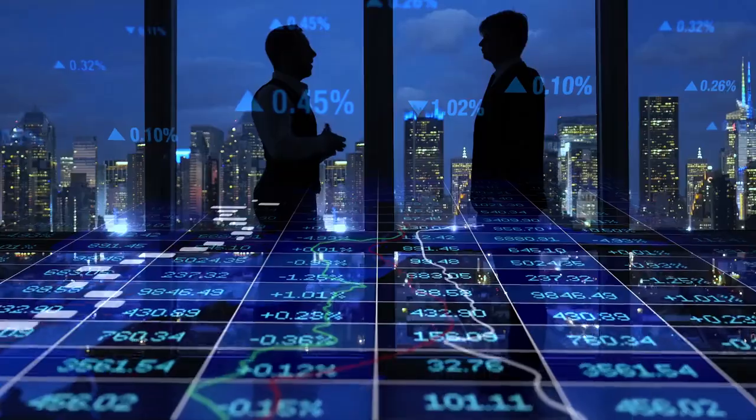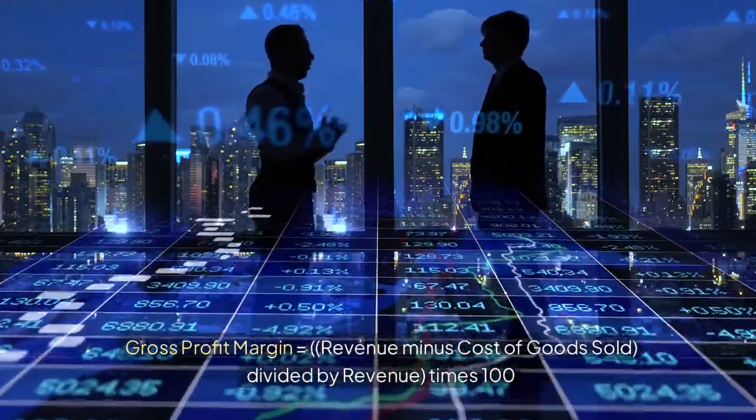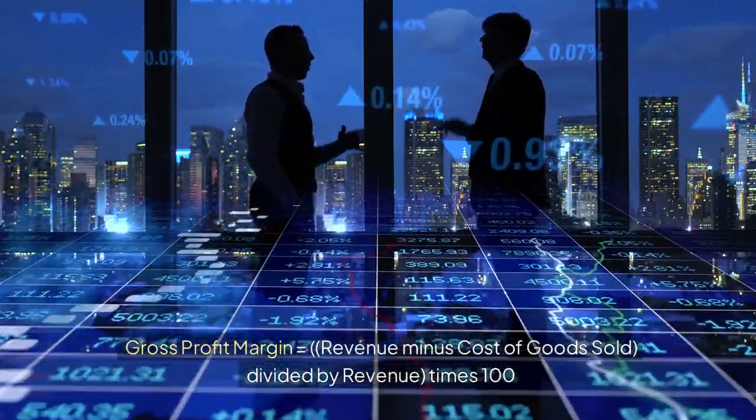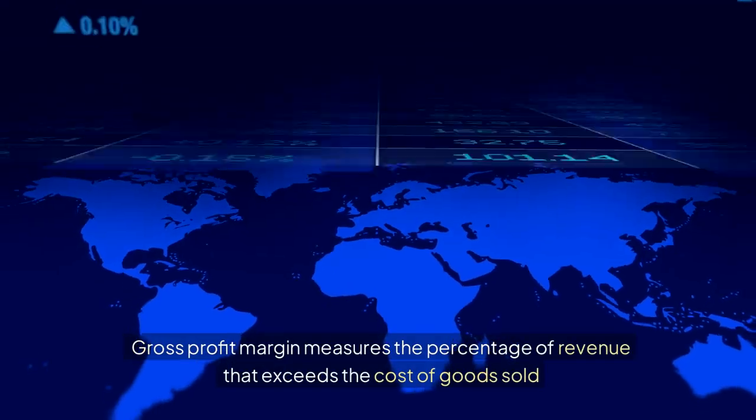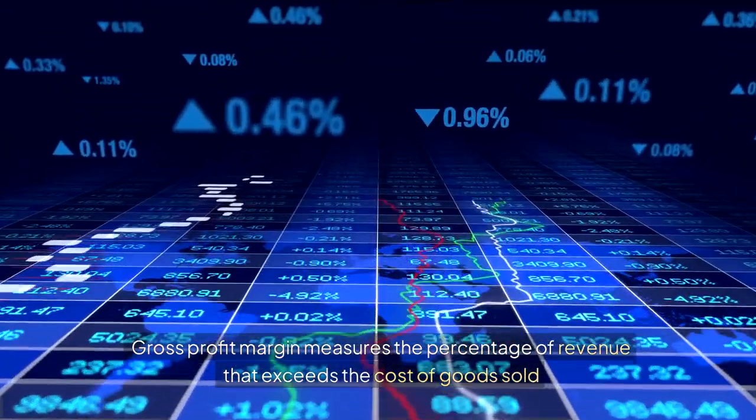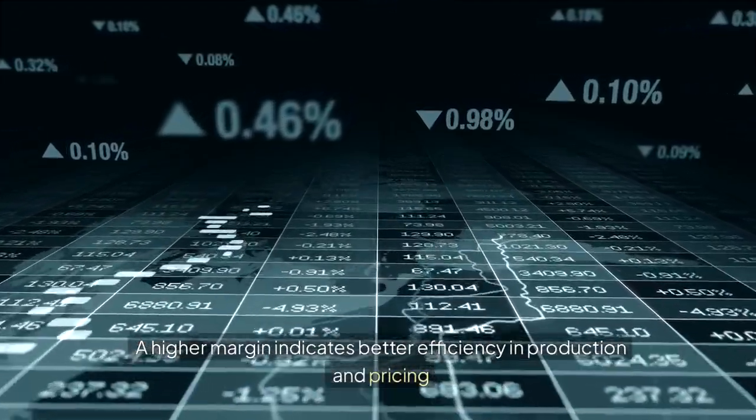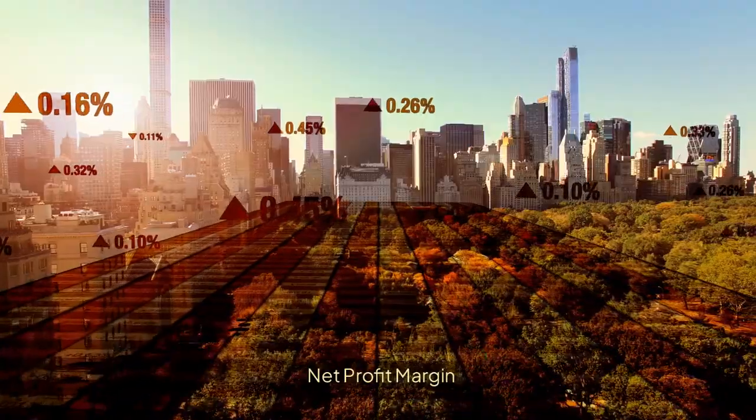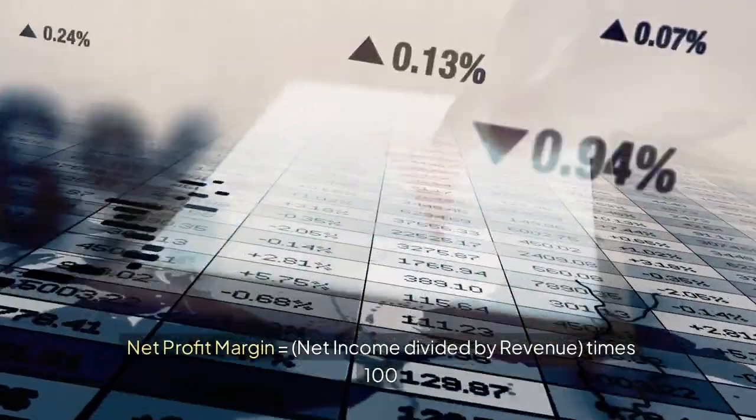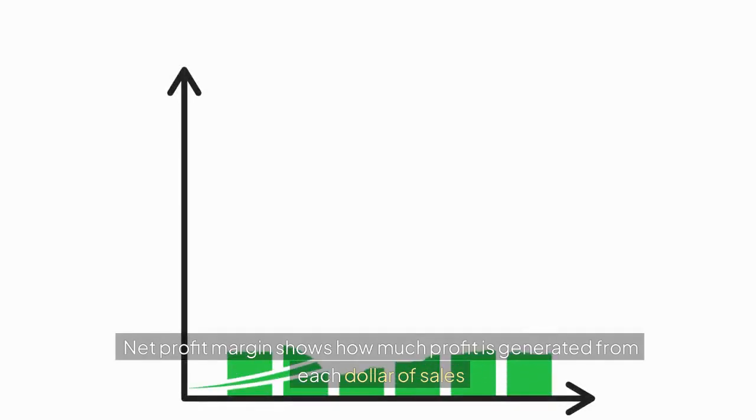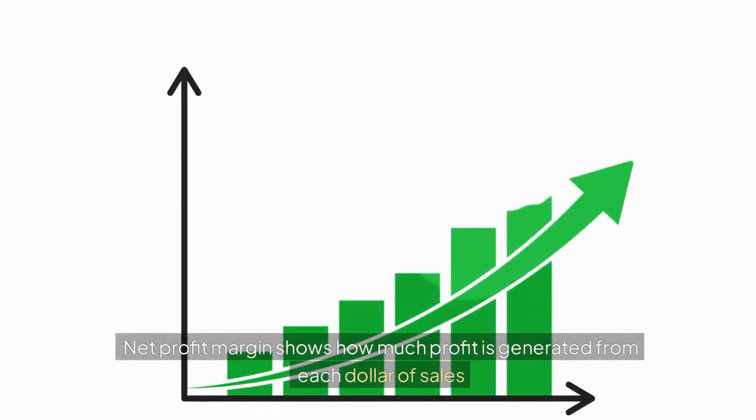Gross profit margin. Gross profit margin equals revenue minus cost of goods sold divided by revenue times 100. Gross profit margin measures the percentage of revenue that exceeds the cost of goods sold. A higher margin indicates better efficiency in production and pricing. Net profit margin. Net profit margin equals net income divided by revenue times 100. Net profit margin shows how much profit is generated from each dollar of sales.